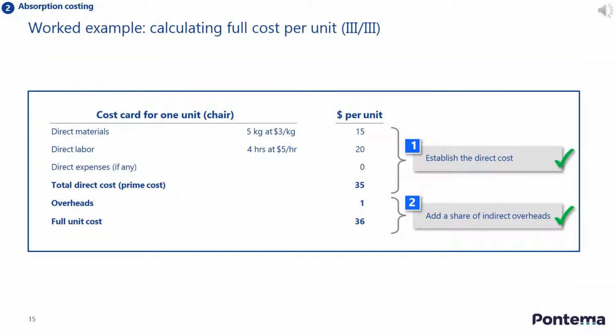The final step in absorption costing is to produce your standard cost card. In our example, if we take the direct materials and labour allocations you calculated earlier in the lesson and add in the overhead allocation, it gives a standard unit cost card of $36.